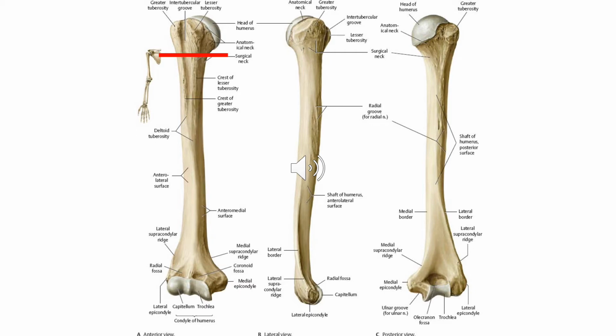The lateral and medial epicondyles, as well as the lateral and medial supracondylar ridges, are important bone structures because they are the origins of the common flexor muscles and the common extensor muscles. I repeat, they are important bone markings because they are the origins of the common flexor muscles and common extensor muscles.